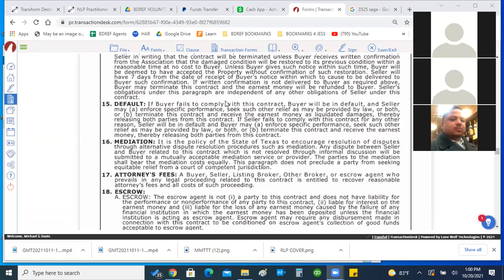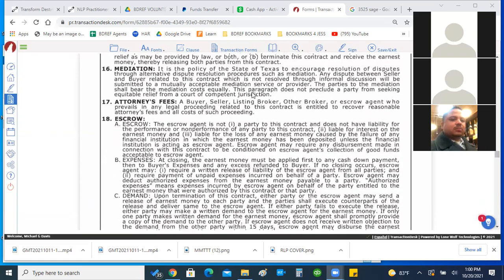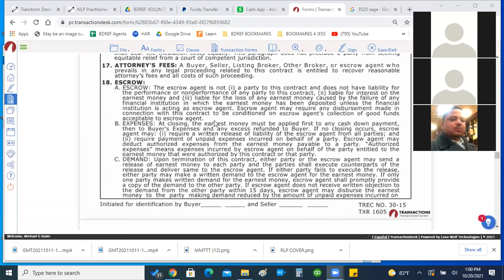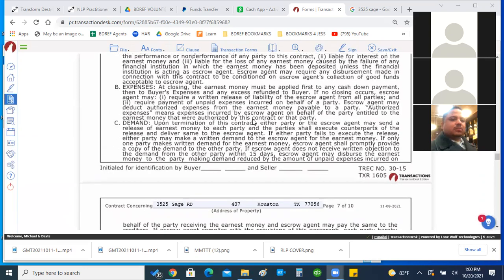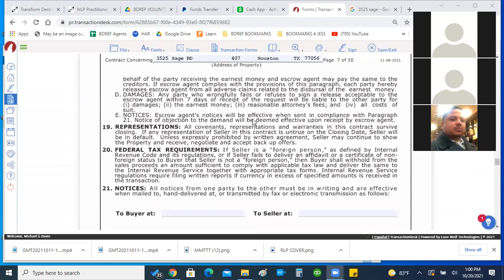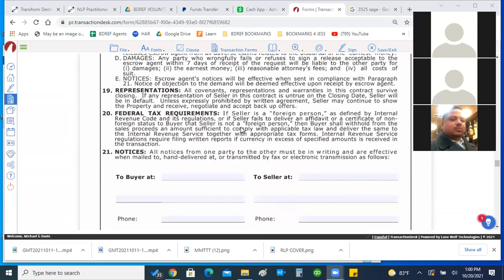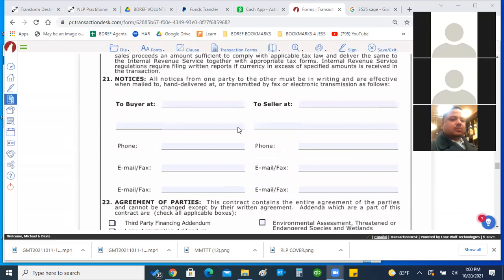Prorations, that's the same in 1-4 family. Casualty loss is the same. Default is the same. Mediation is the same. Attorney fees is the same. Escrow is the same. So all of this stuff is the same with the 1-4 family. Representations, federal tax requirements, all of that's the same.